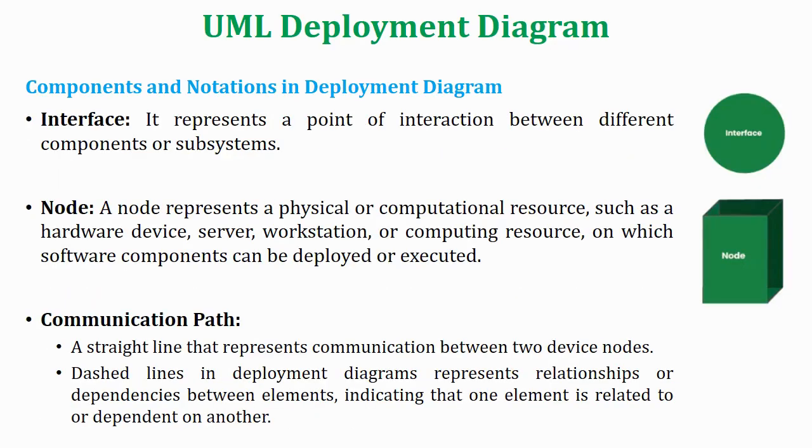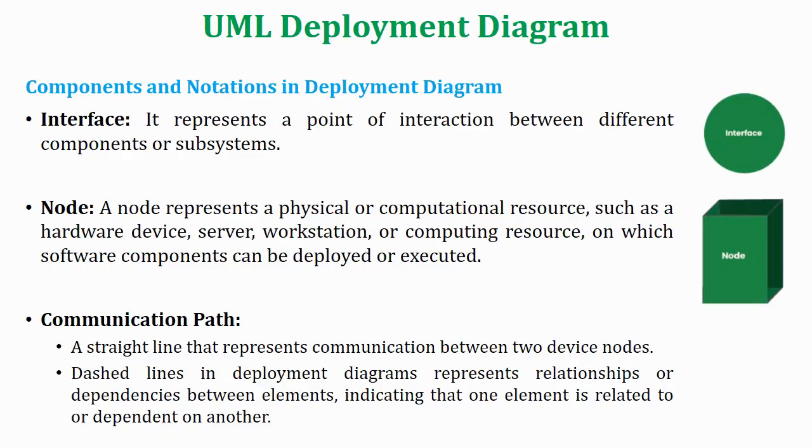And next one is the interface. It represents a point of interaction between different components or subsystems. And next one is a node. A node represents a physical or computational resource, such as a hardware device, server, workstation, or computing resource, on which the software component can be deployed or executed. So see, this is the node symbol.